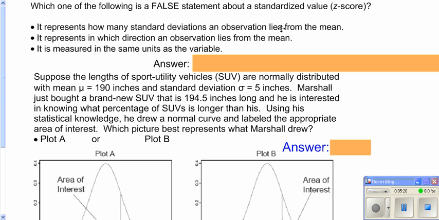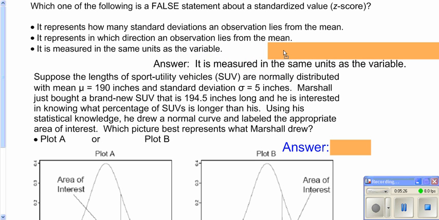So, what is a false statement here? Well, it's the units one. Remember, your z-score always tells you how far you're above or below your mean in standard deviations. If it's positive, you're above. If it's negative, you're below. A z-score has no units.